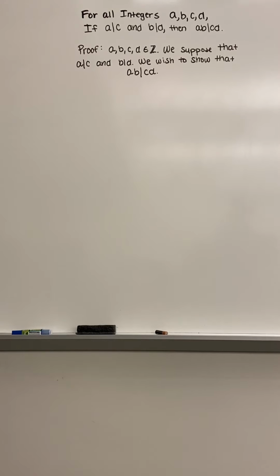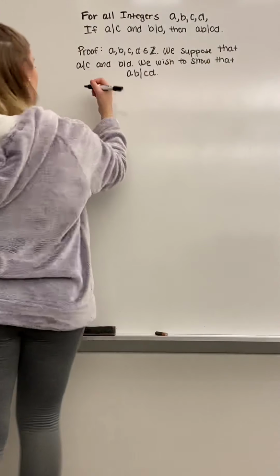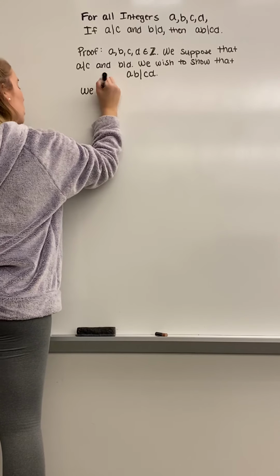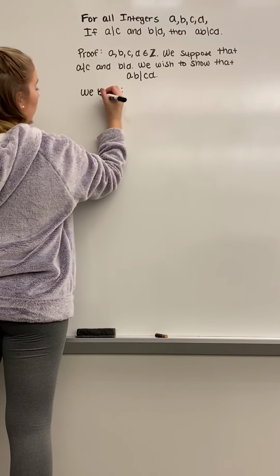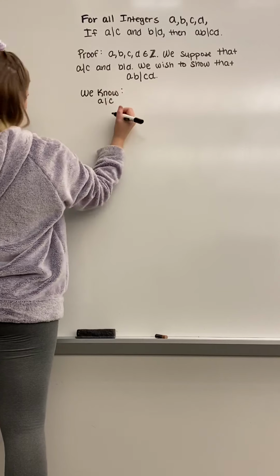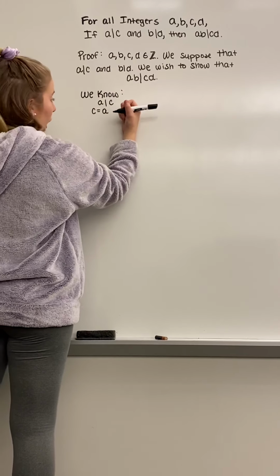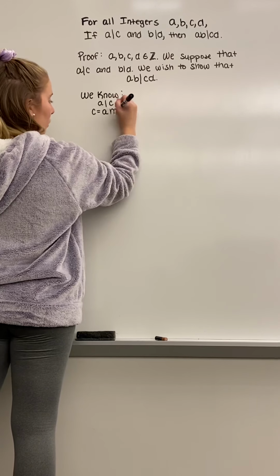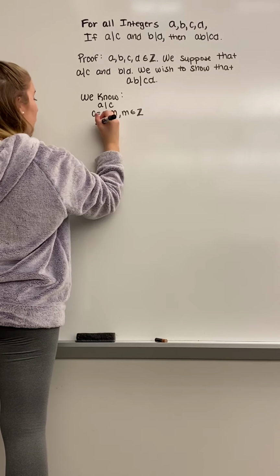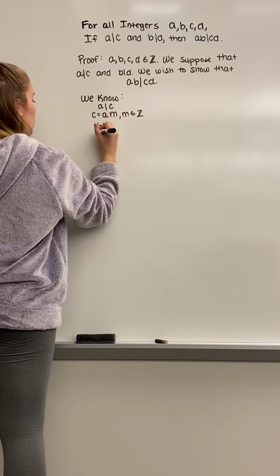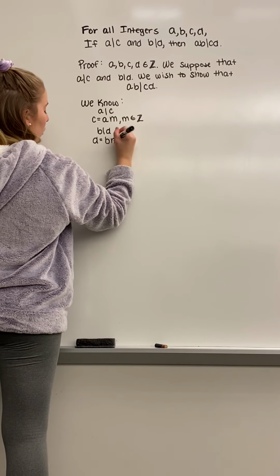So we know that a divides c, which we can then write as c is equal to a times an integer, and right now we can just call that integer m. And we also know that b divides d, which we can then rewrite as d is equal to b times an integer, and we'll call that integer n.